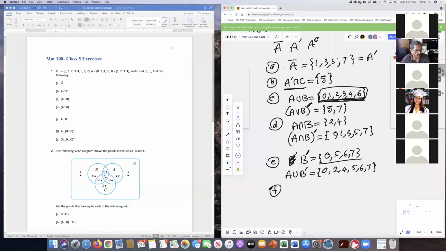Part F is A union B intersection C prime. So where should I start? I should start with the B intersection C and then find the prime of that. So what is B intersection C? Anybody?